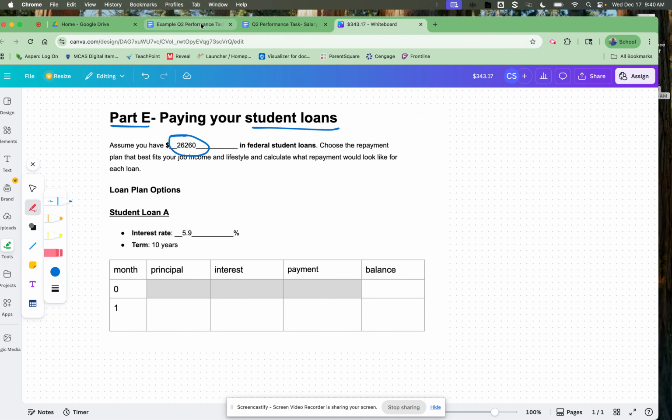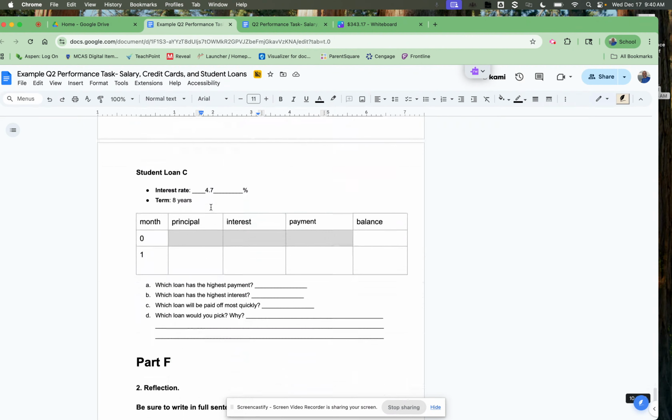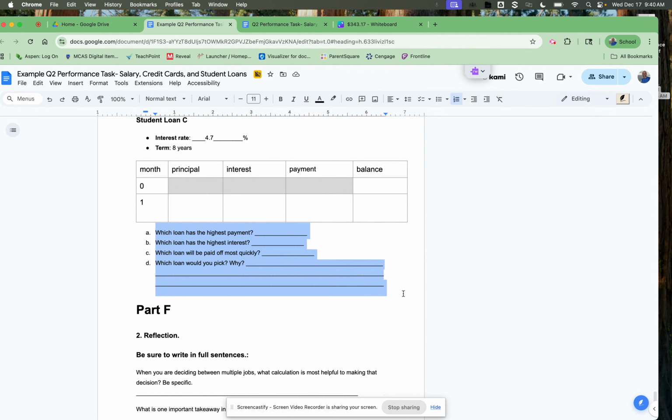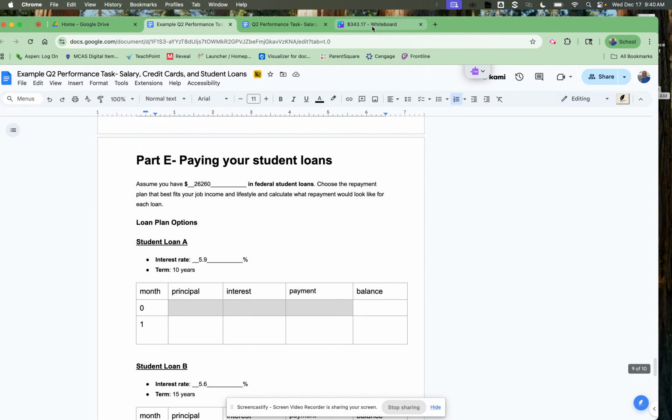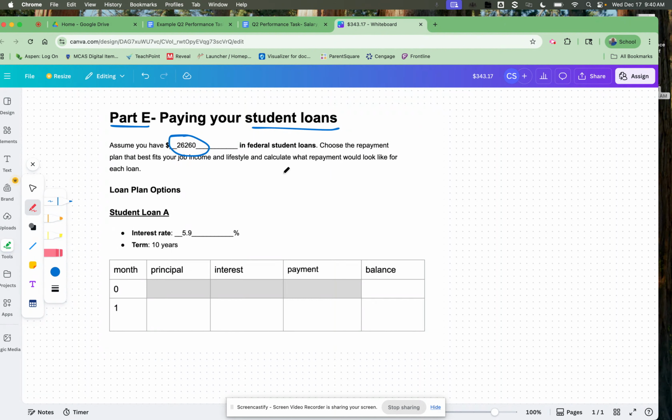And we're going to have three different options. You're going to have loan A, loan B, loan C. And the goal is you're going to decide which one you're going to pick. And so remember our formula. It's A is going to equal P times R times T.